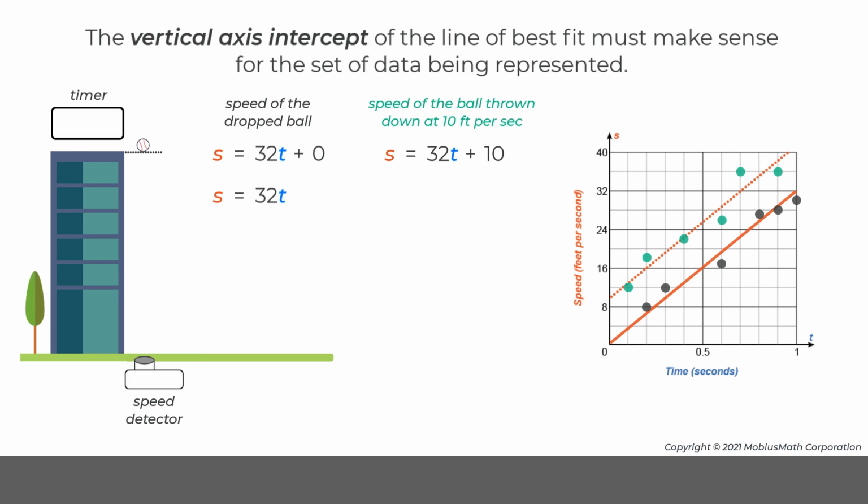Notice that the data for both experiments have a line of best fit with a similar slope. For example, when the time that the ball drops increases by 1 second, the speed of the ball increases by 32 feet per second.